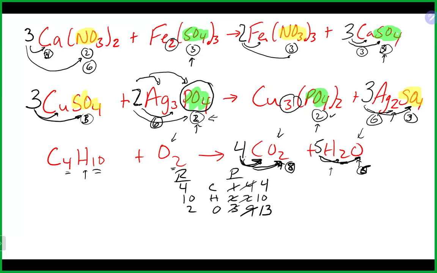At this point, the only thing that is not balanced is oxygen. All of our oxygens on this side have numbers, so we definitely don't want to change those numbers. So we've got to work with this number right here. This guy. So we need to turn our 2 into a 13.